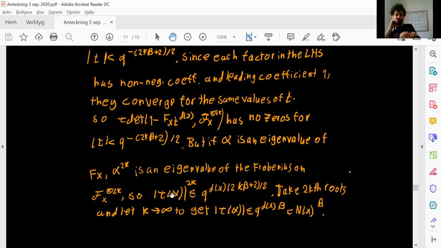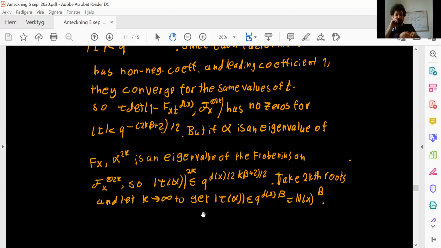Then I can take 2kth roots of this inequality. I let k go to infinity, and then I get the inequality that tau alpha is less than or equal to q^{d_x β}. This is precisely N_x of the beta. So we employ this tensor power trick that I talked about previously.